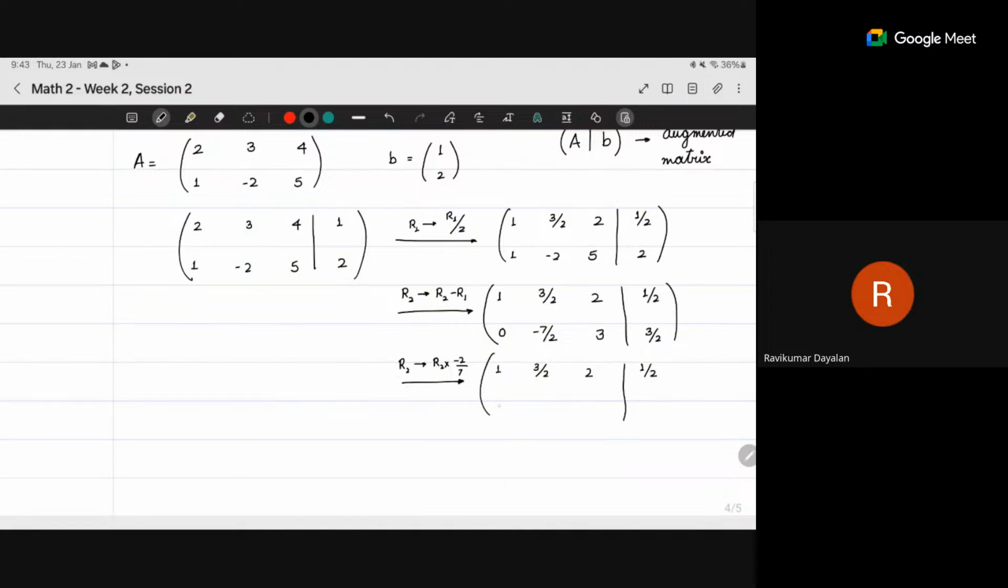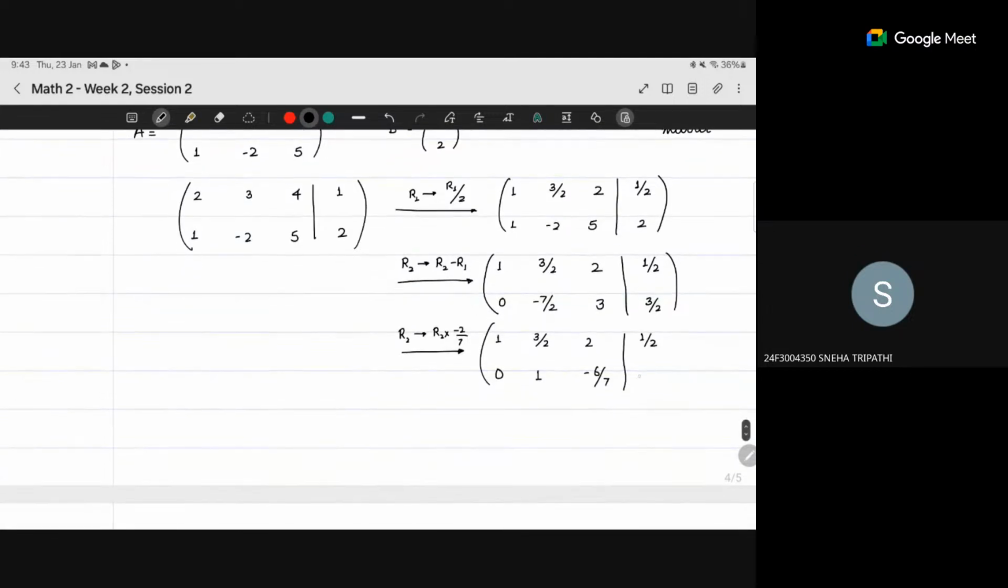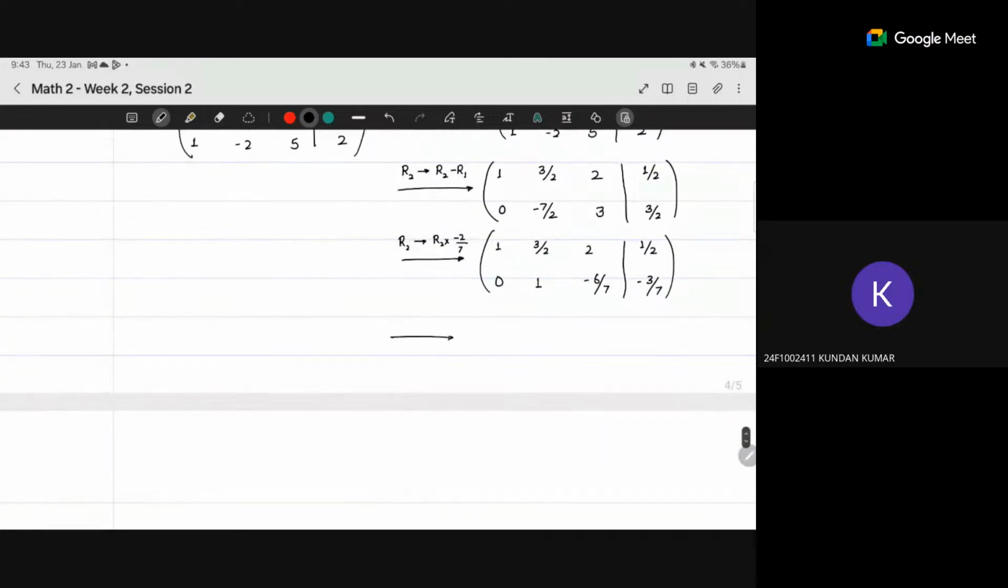What is the second column? 0, 1, minus 6 by 7 and minus 3 by 7. We can stop over here. We have got it to the REF form, correct? This part is in REF now. RREF is not required, no? No, REF is enough. Let's do RREF anyway. I'll tell you why REF is also enough.